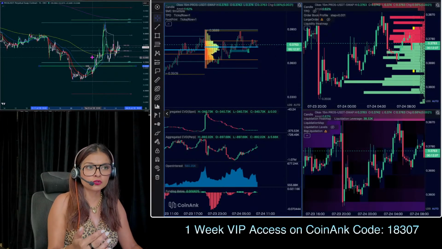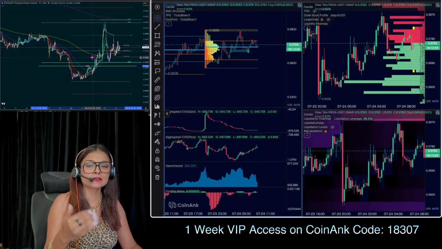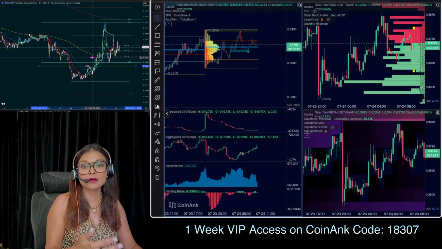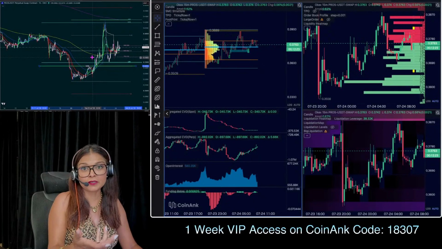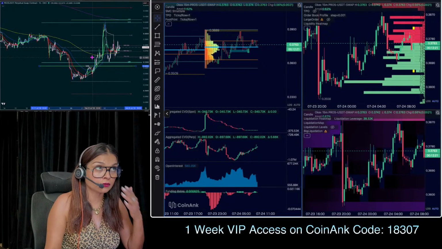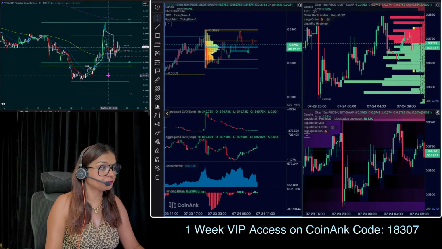It's a great way to show you how to spot an MSB or a BOS, a break of structure. A BOS is basically when the trend is continuing, and an MSB, a market structure break, is when there is a reversal of the trend. Okay, it could be a short trend or whatever. You usually wait for an MSB for confirmation.